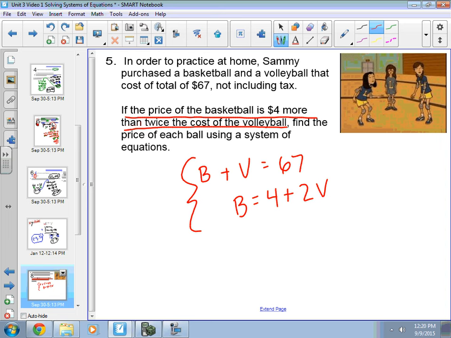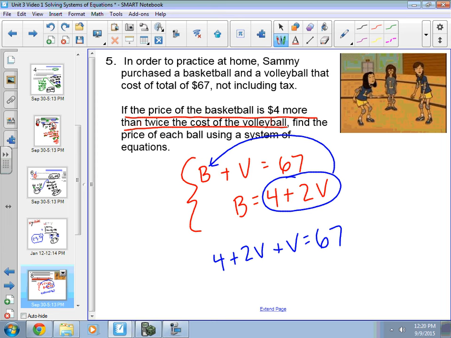Now you want to solve that. Okay, see if you can pause this and solve that one out on your own and then check to see if you got it right. All right, let's see how you did. Personally, I would pick substitution on this one because we got a B equals, so we can substitute that in for B and get a new equation with only V in it. So it'd be 4 plus 2V is what we're substituting, plus this other V equals 67.